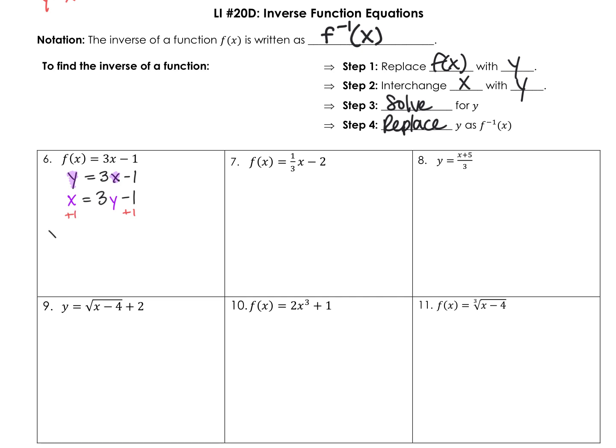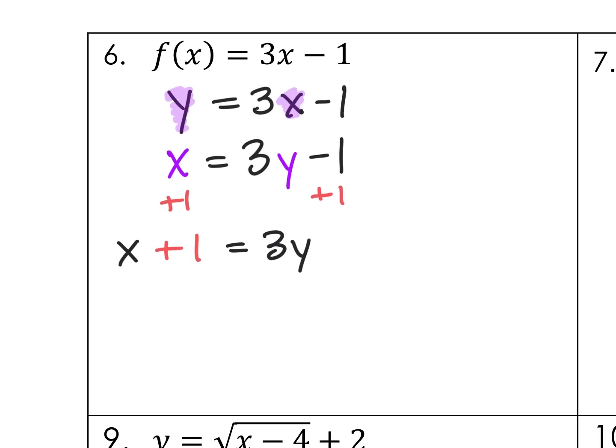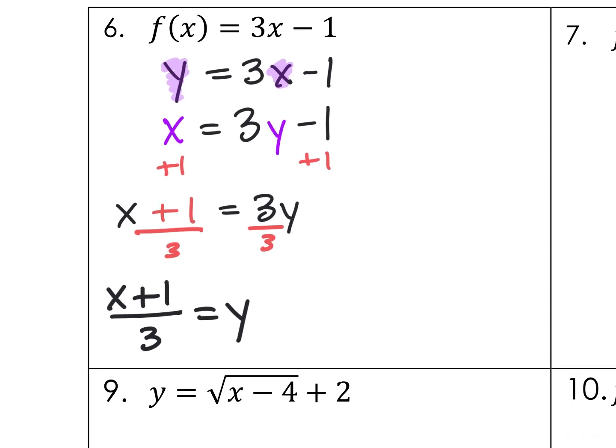So now I have x plus 1 is equal to 3y. Okay, now what? To get y by itself, I divide by 3. Yep, so this is all trying to undo. I get this equation, x plus 1 divided by 3 is equal to y. That's a little bit tacky because we're talking about inverses, so you're just going to rewrite it, replace the y with f inverse of x.